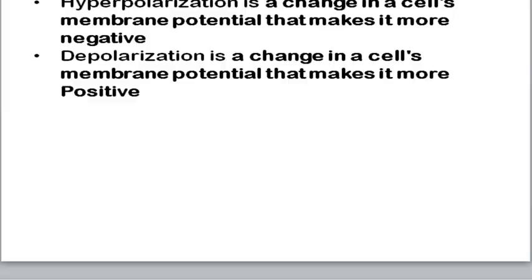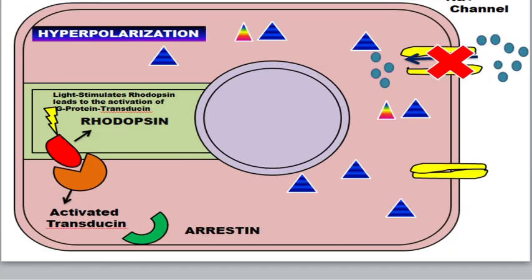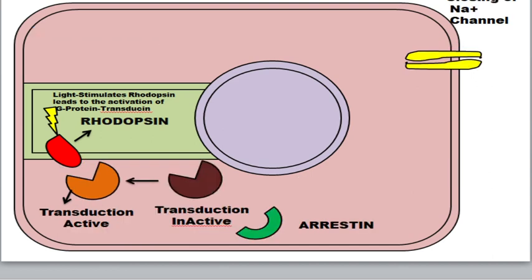Okay, so the next thing, another protein called arrestin will be there. Arrestin will bind to the activated rhodopsin, and it will block the ability of rhodopsin to activate transducin. As a result, the final cascade will end. So this is how arrestin makes the transducin become inactive.